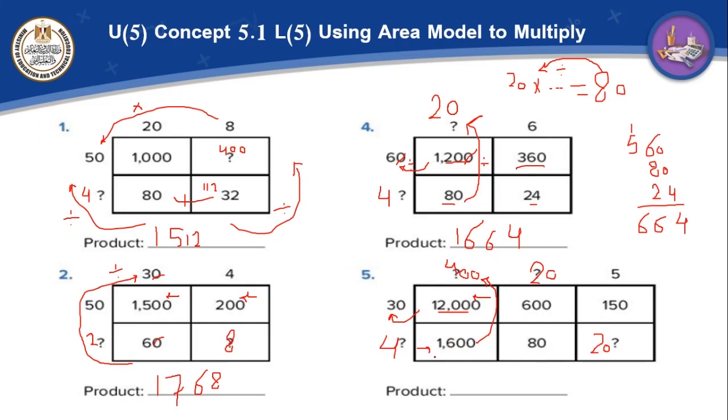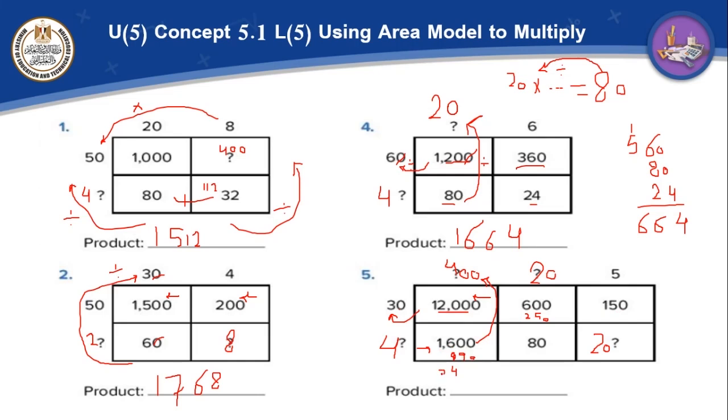12,000. 1,600, so 13 and 600. Top 600, 600, 1,000, 1,200. 1,200. And so on. So add all of them together. 20 plus 80, 100. 100 plus 150, so 250. 250 plus 600, so 850. 850 plus 600, 0, 5, 6, 8, 14. 4 carry 1, 1, 1, 2.